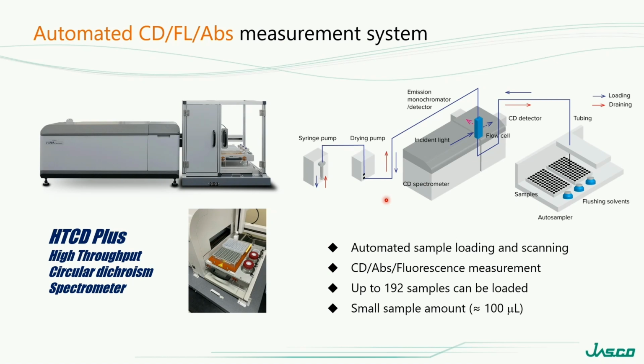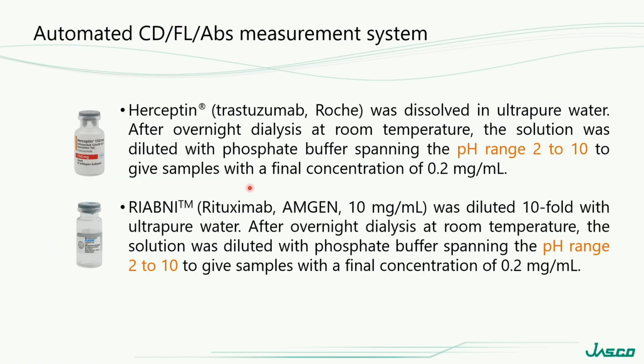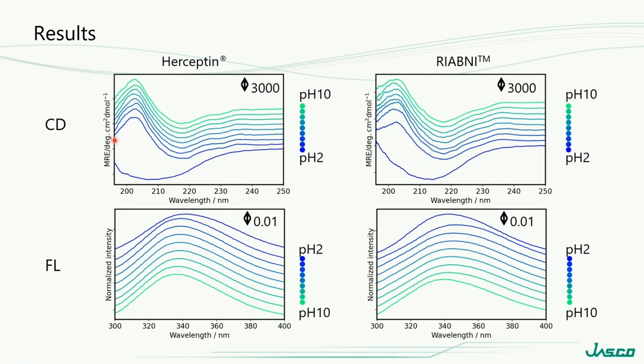Here we evaluate the pH stability of antibody drugs by combining the HTCD Plus and BeStSel. In addition to the Herceptin, we selected the rheanine as the sample. The left side is the result of Herceptin, and right side is the rheanine. Upper figures are CD, and lower figure is the intrinsic fluorescence spectrum.